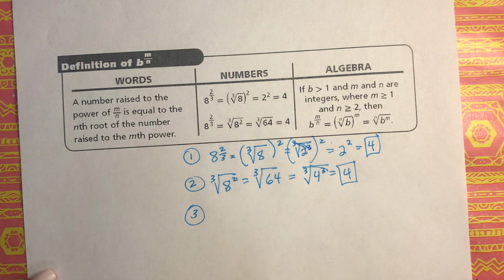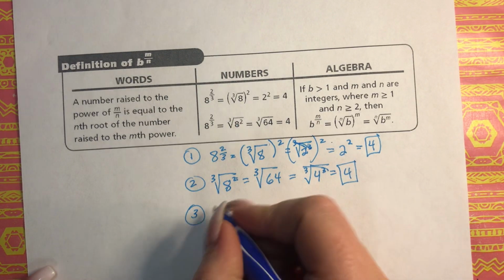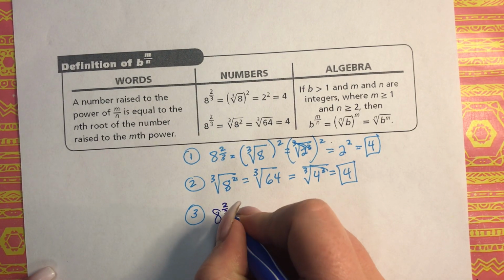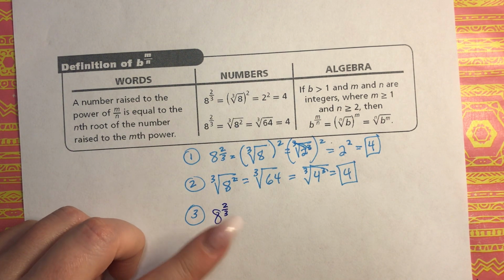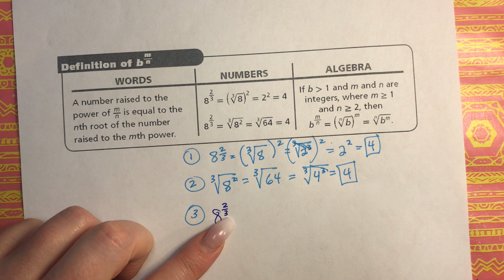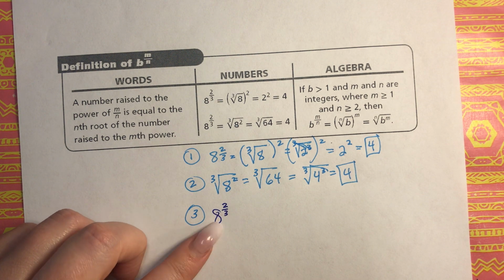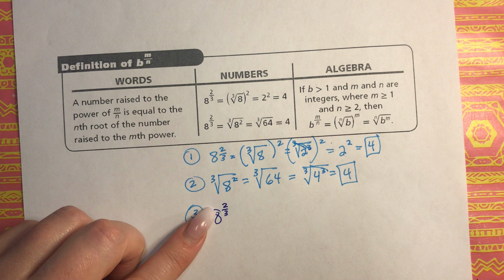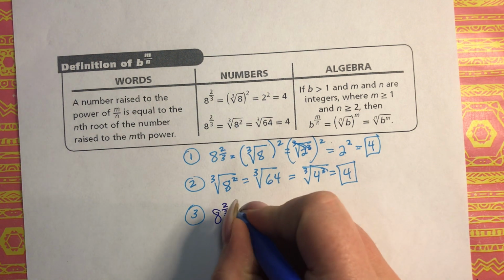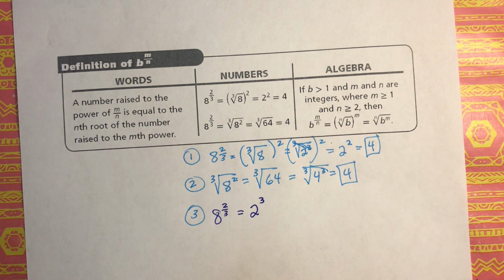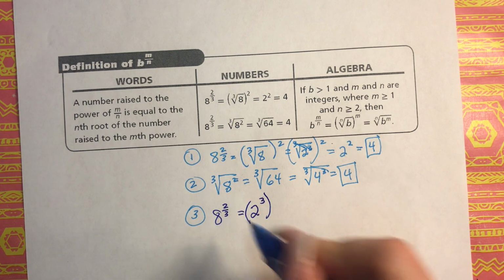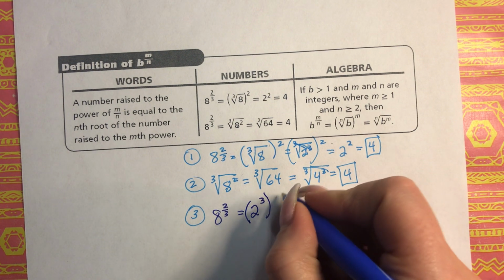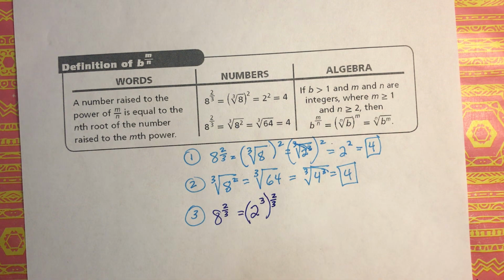So if I have 8 to the 2/3 power, I'm looking at this number here, and I'm saying, hey, is 8 a cube number? And the answer is yes, right? So instead of writing 8, I'm going to write 8 as a cube number, which is 2 cubed. 2 cubed is the same thing as 8, right? 2 times 2 times 2 is the same thing as 8. And that's raised to the 2/3 power.